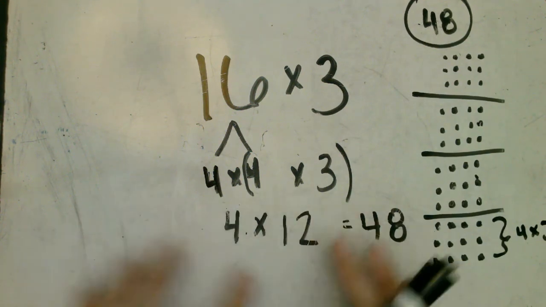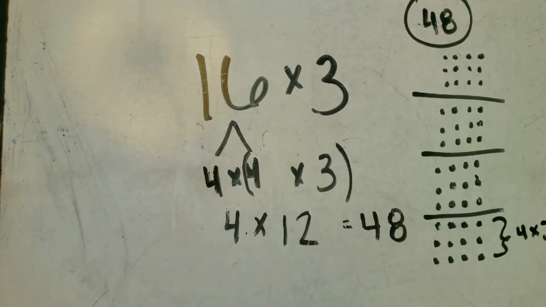In this problem, we still ended up with a big number, and that was difficult for some of us to add, so we could switch it around and break 16 down into different numbers.